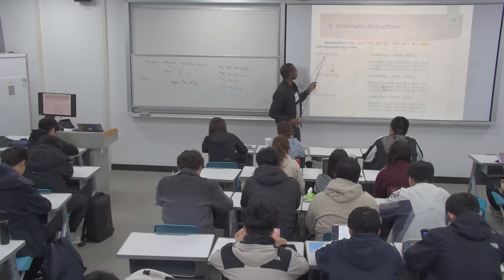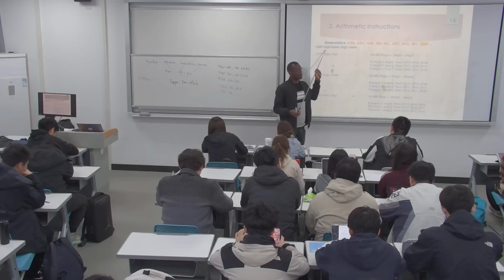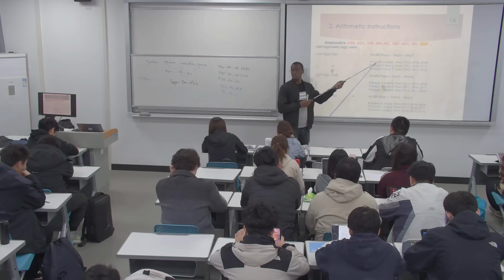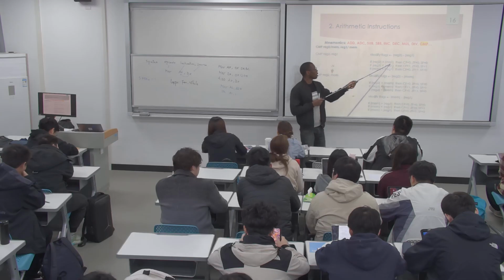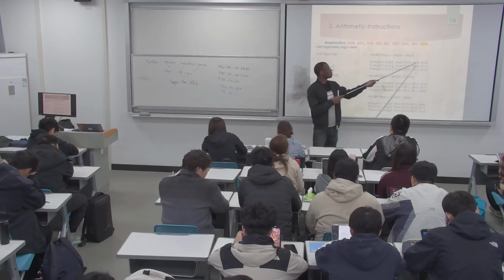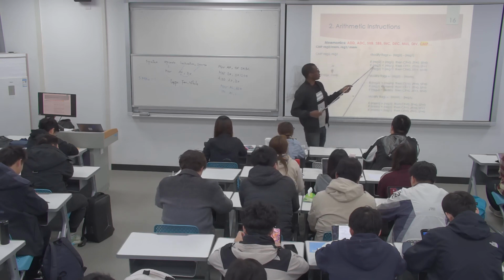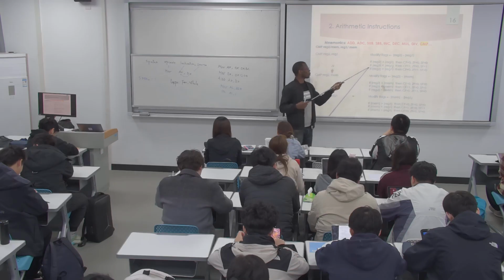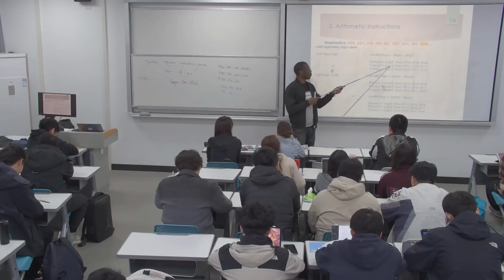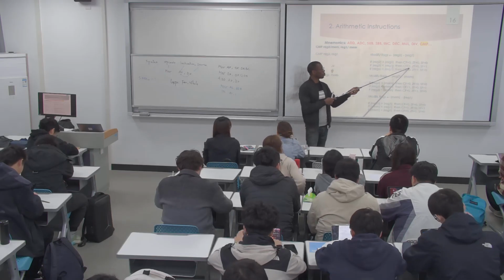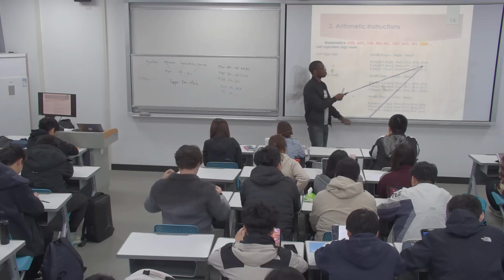So, for example, if we are comparing the content in register 1 to the content in register number 2, and we find that the content in register number 2 is greater than the content in register number 1, then the carry flag, the zero flag, and the sign flag are set to 0. On the contrary, if the content in register number 2 is less than the content in register number 1, then the carry flag will be set to 1, the zero flag will be set to 0, and the sign flag will be set to 1.